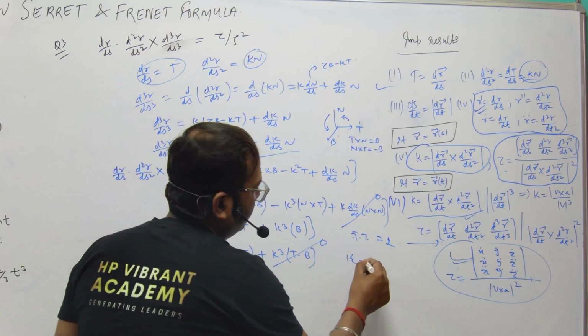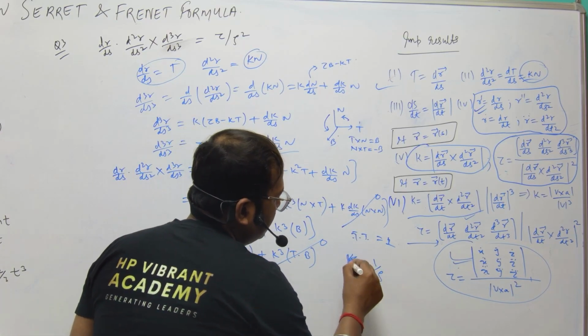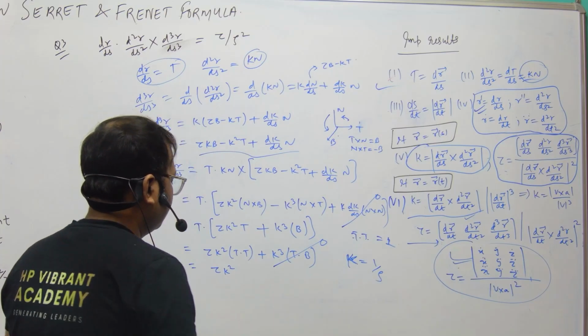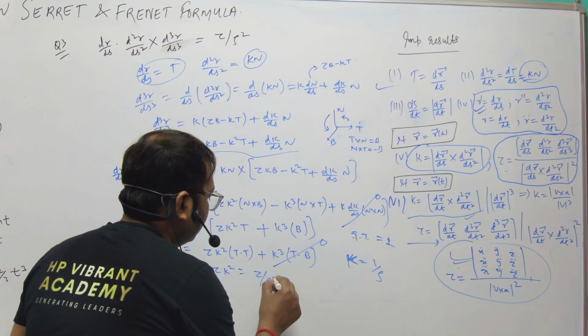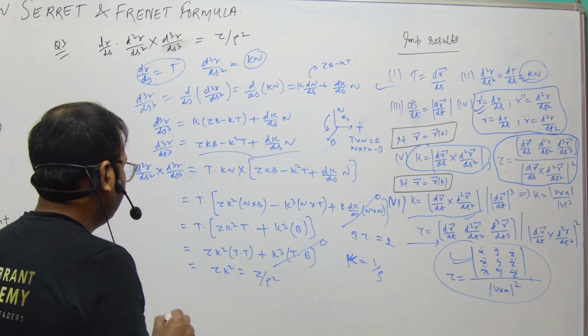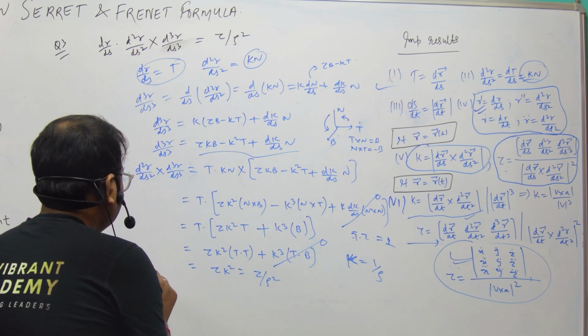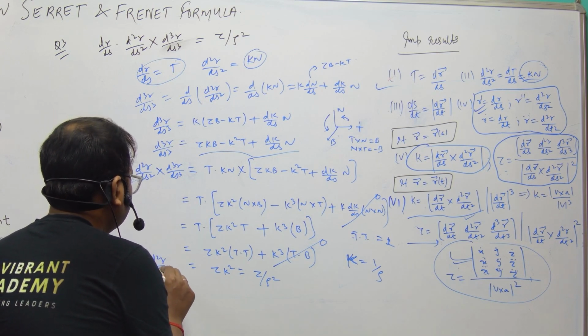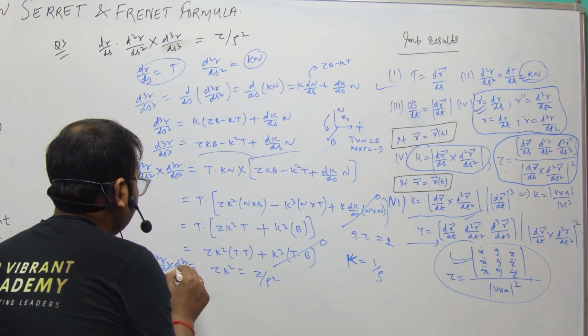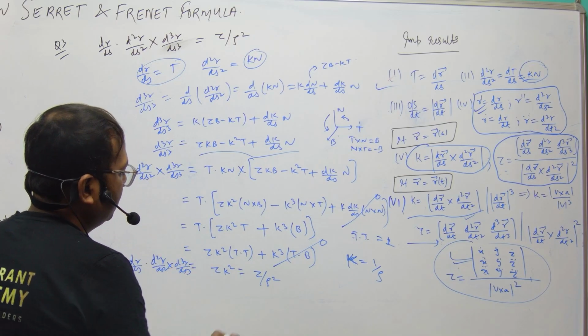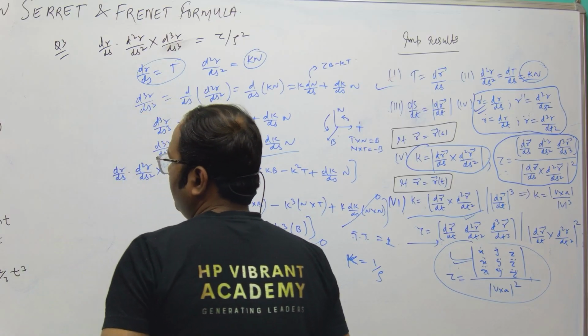K is equal to 1 upon rho. So the value of dr upon ds dot d2r upon ds square cross d cube r upon ds cube is equal to tau upon rho square.